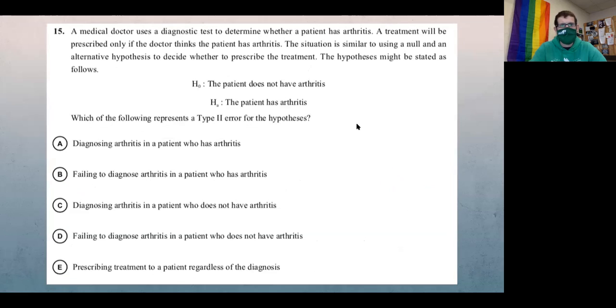All right, I think there's another one like this. Here we go. Same thing. You have hypotheses. What represents a type 2 error for these hypotheses? In this case, a type 2 error would be failing to reject the null hypothesis when you should have. We're talking about a false negative. So the doctor says, you don't have arthritis, but really the person does. So a false negative in this case. And that is the correct answer there.